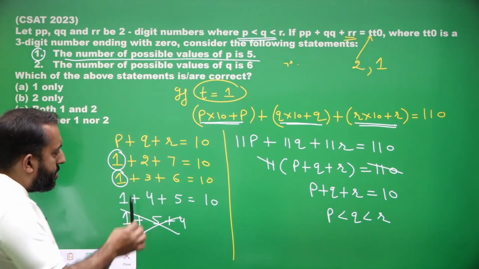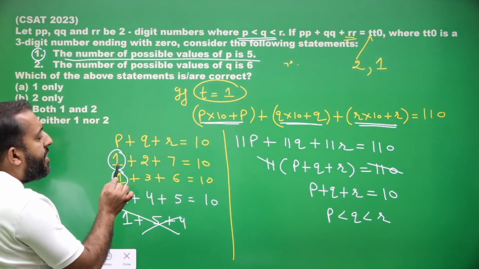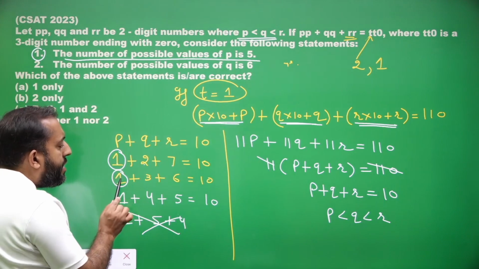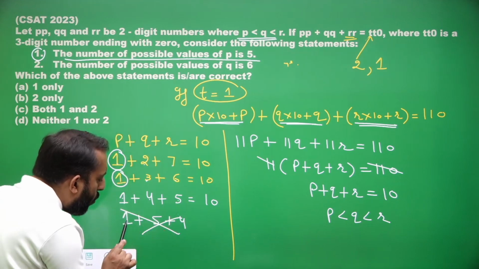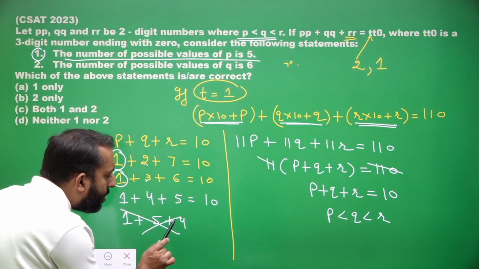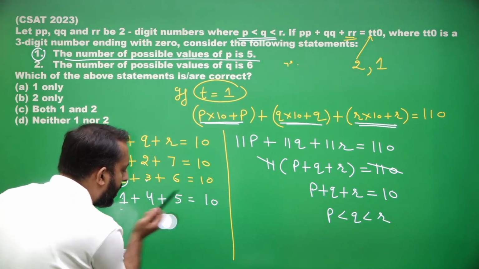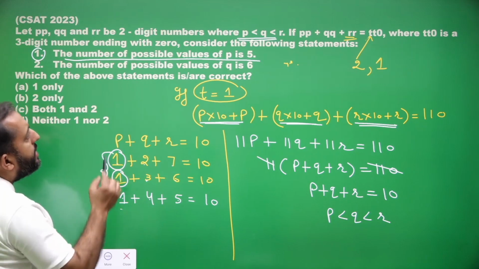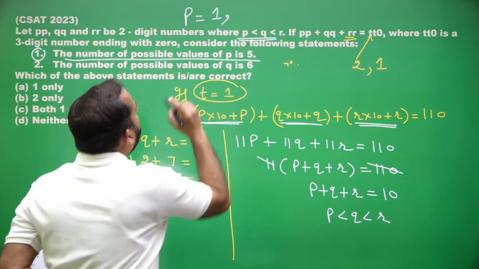Why? Because P should be less than Q, less than R. 1 is less than 2, less than 7. 1 is less than 3, less than 6. 1 is less than 4, less than 5. But 1 is less than 5, but 4 is not greater than 5. So this is discarded. So till now I can see the only value that P can take is 1. What are the other values?